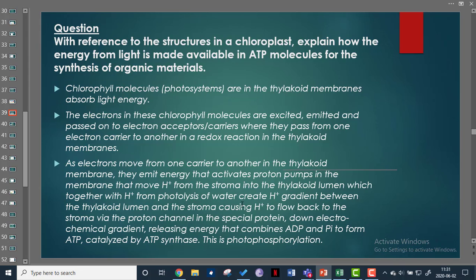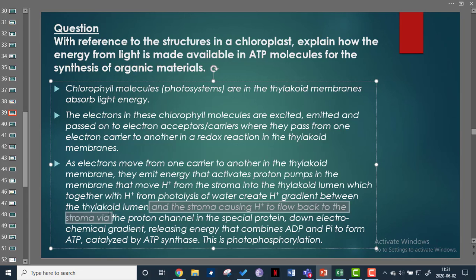Now, why do we have this electrochemical gradient? It's because of the hydrogen ions from the photolysis of water and the hydrogen ions from the stroma. They enter into the thylakoid lumen, and the concentration of hydrogen ions increases in the lumen. So what will happen next? An electrochemical gradient is created. That electrochemical gradient will cause the substances, that is the hydrogen ions in this case, the protons, to move from where they are highly concentrated to where they are lowly concentrated.